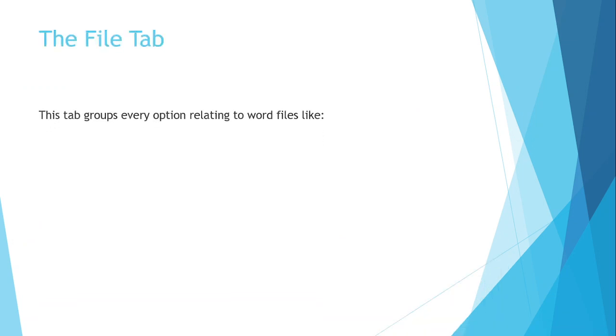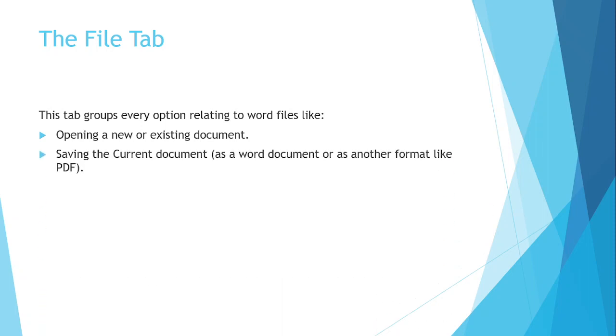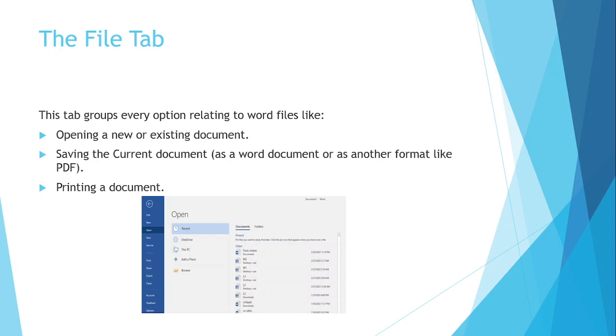The file tab. The file tab groups every option relating to Word files, like opening a new or existing document, saving the current document as a Word document or as another format like PDF, printing a document. For example, this is a preview of the file tab. Notice here we have open, new, save, save as, print, share, and so on.